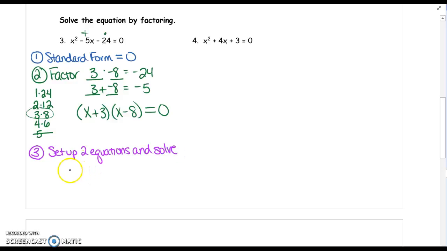So our first set of parentheses is x plus 3. Put x plus 3 equals 0 and solve. Our other set of parentheses is x minus 8. Put that equal to 0 and solve. What would we do in the first equation to get our answer? How would we solve it?